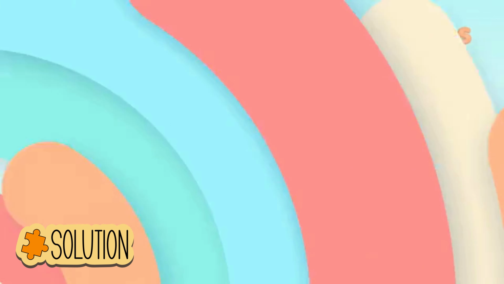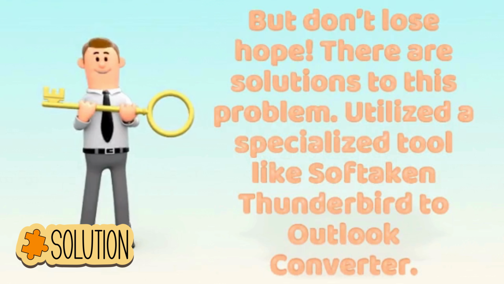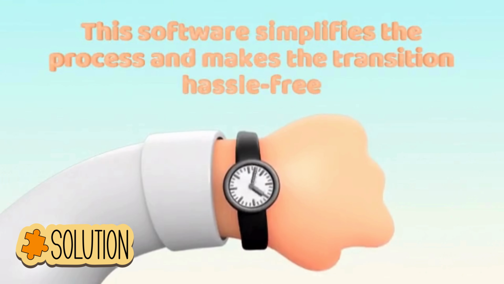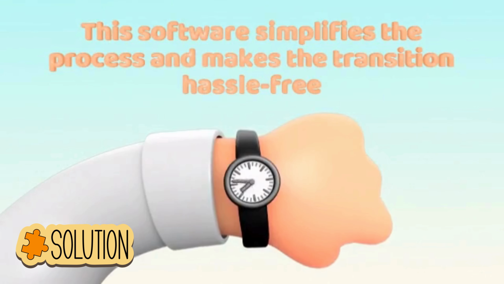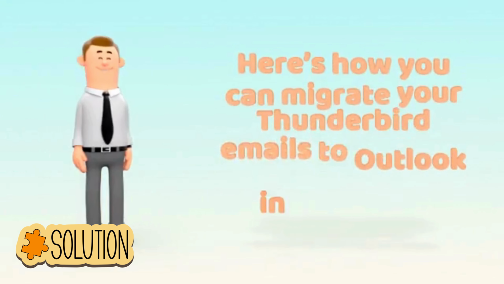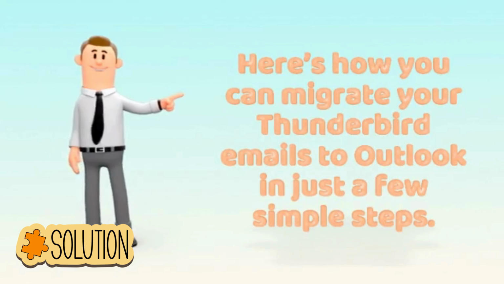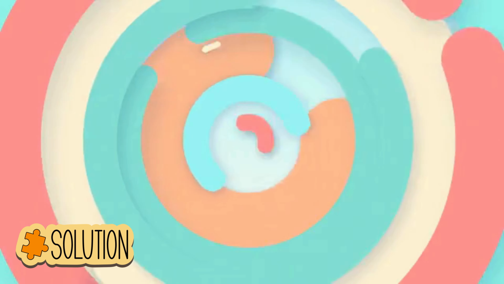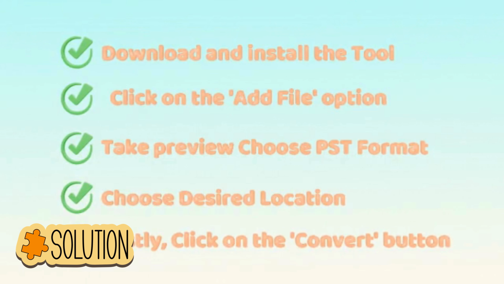Utilize a specialized tool like SoftTake Thunderbird to Outlook Converter. This software simplifies the process and makes the transition hassle-free. Here's how you can migrate your Thunderbird emails to Outlook in just a few simple steps. Download and install the tool. Click on the Add File option. Take Preview, choose PST format, choose desired location. Lastly, click on the Convert button.